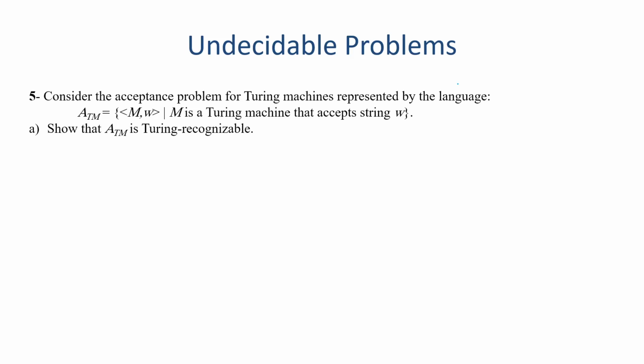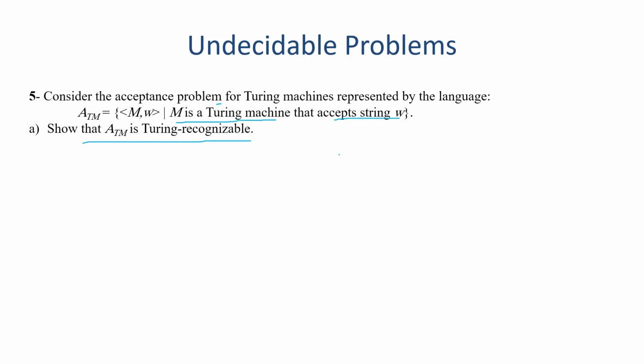Anyway, the last problem for today, which is 5. And here we're actually going to be proving that ATM is undecidable. So we just assumed that it was in the previous exercise, but here we're actually going to be proving that it is. Consider the acceptance problem for Turing machines, ATM, where M is a Turing machine that accepts the string W. Show that ATM is Turing recognizable.